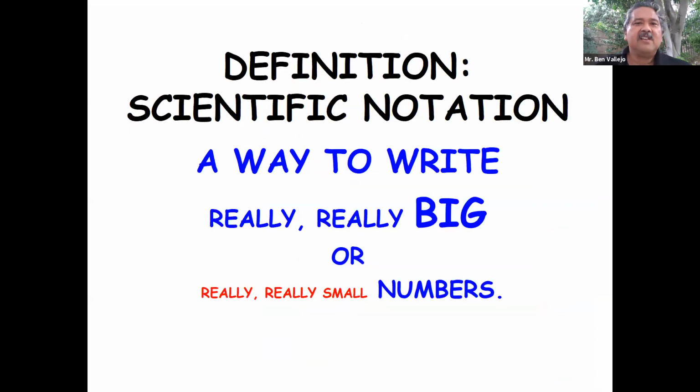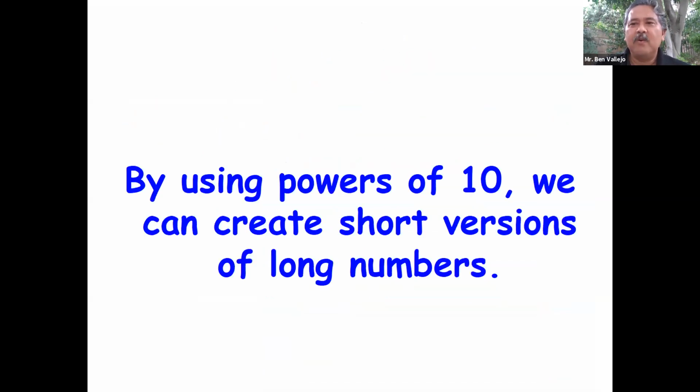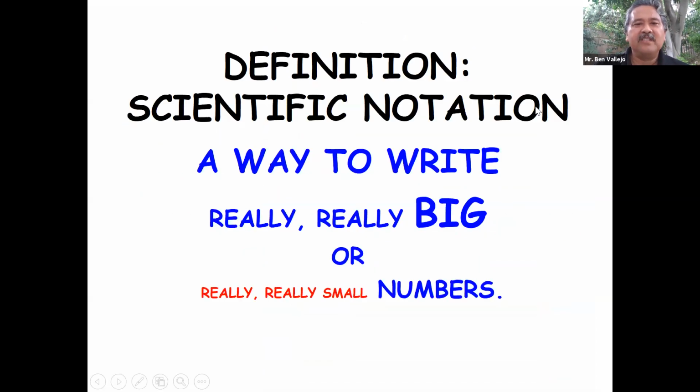All right. So what is this scientific notation? Scientific notation is a way to write really big numbers or really small numbers. And so that's what the scientific notation is.